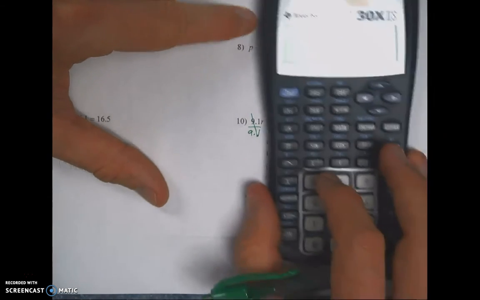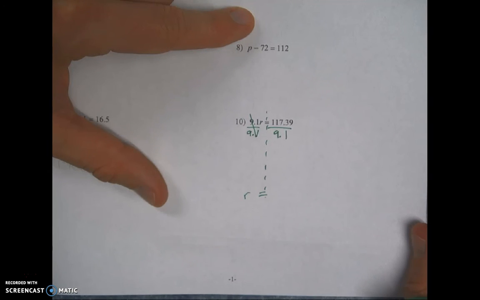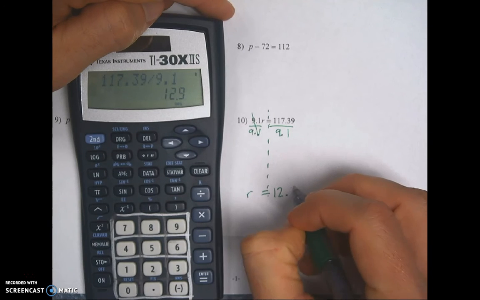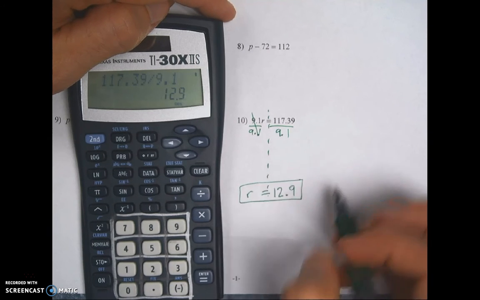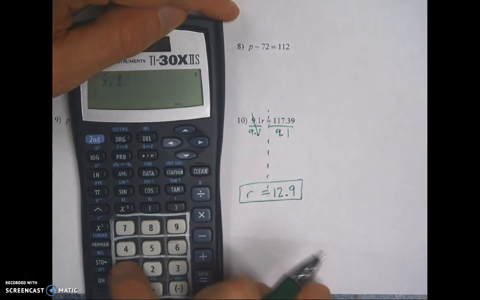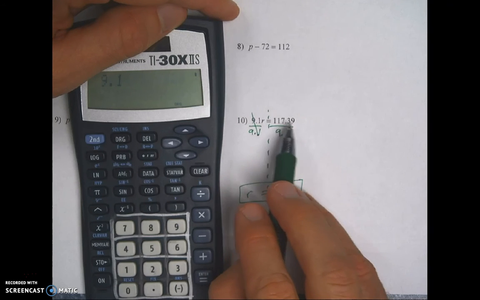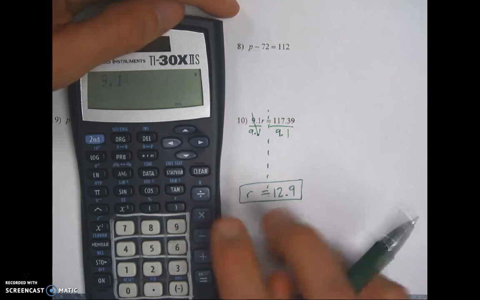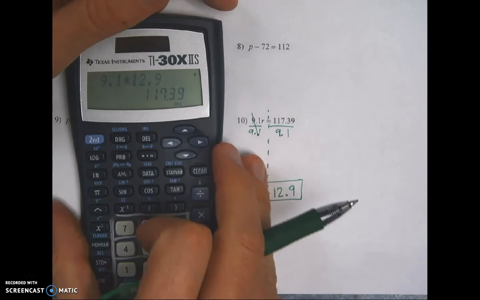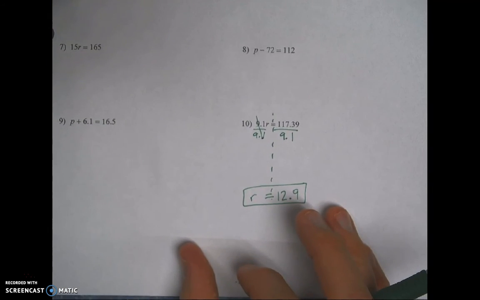Now to do so, feel free to use your calculator. So it's going to be 117.39 divided by 9.1. So it's going to look like this. Equals, and the answer here is 12.9. And if I went back and plugged it in, if I changed r to 12.9, this should be true. So 9.1 times r should equal 117.39. So 9.1 times 12.9 equals 117.39. I know I have the right answer if I substitute it back, and it still makes sense.